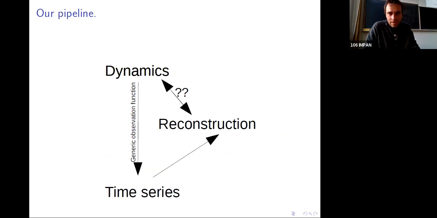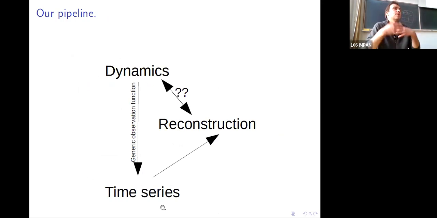Well, obviously, in this crowd, I don't need to explain what the reconstruction is. Nevertheless, I'll kind of do it. So here's the picture. We have some deterministic dynamics, and we have some generic observation functions that is giving us a time series, one or higher dimensional. And from this time series, we want to reconstruct some sort of dynamics, hoping that it will be close to the real dynamics that we don't know that is driving our system.